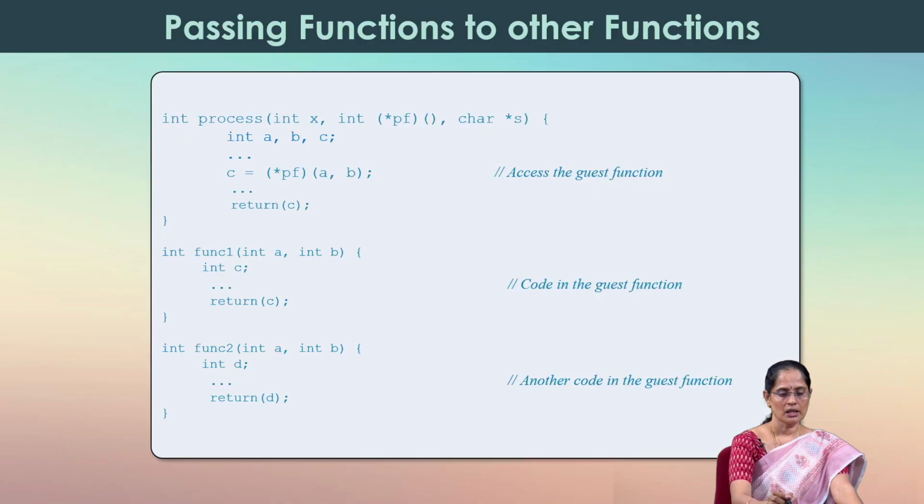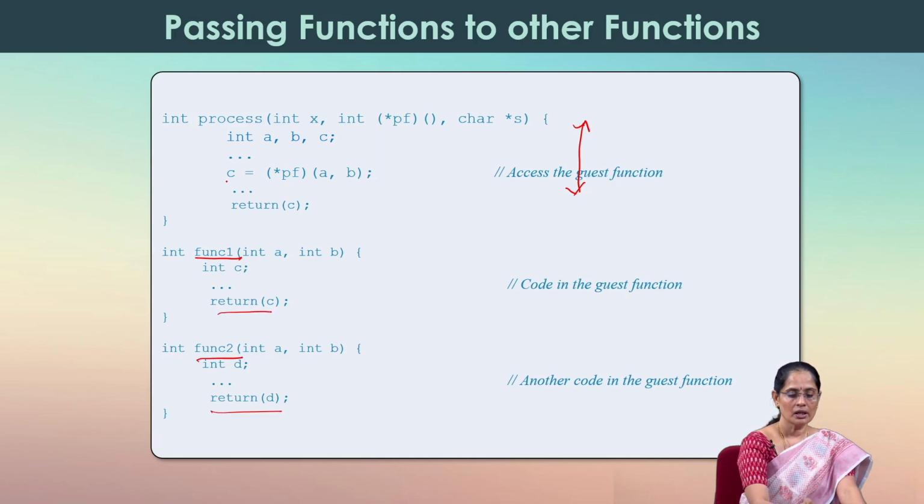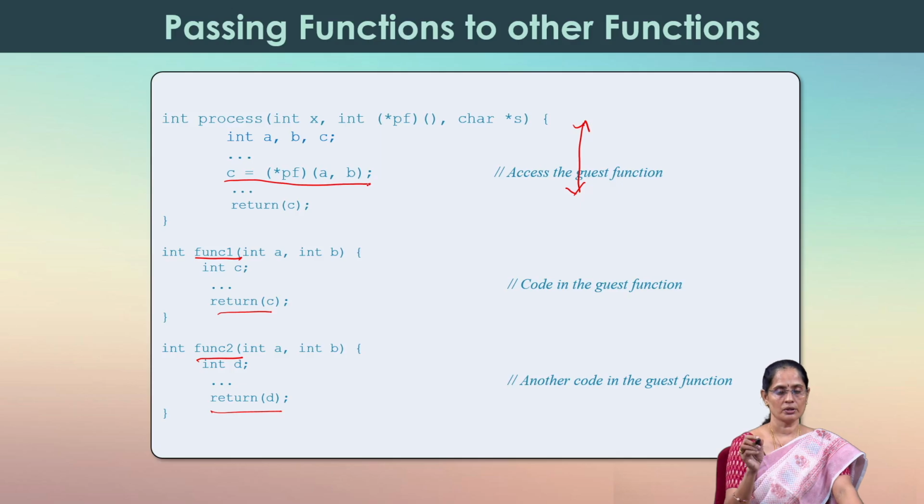So here we can see the template of the process function, the host function, which is going to accept the guest function. The guest function will be function 1 or function 2. Here the return type is simply integer for both. Here we can see that c equals the function pointer along with the argument list. Whatever the condition which suits either function 1 or function 2, we can execute.